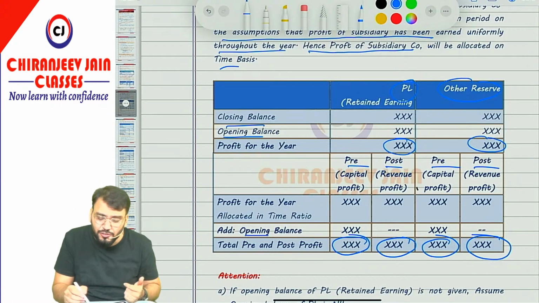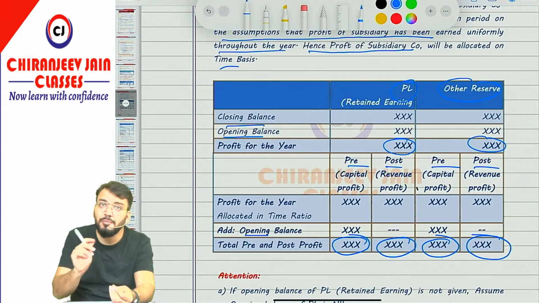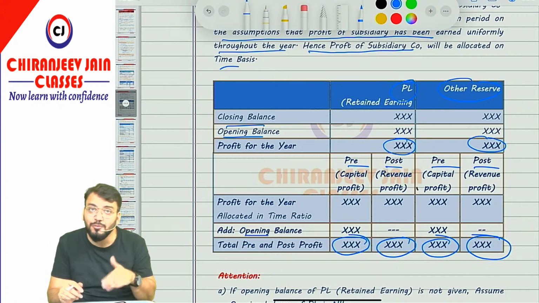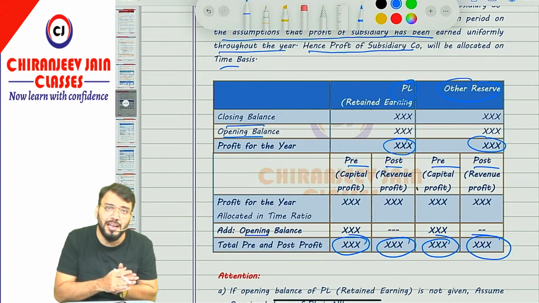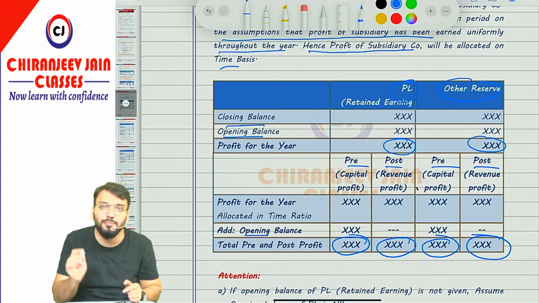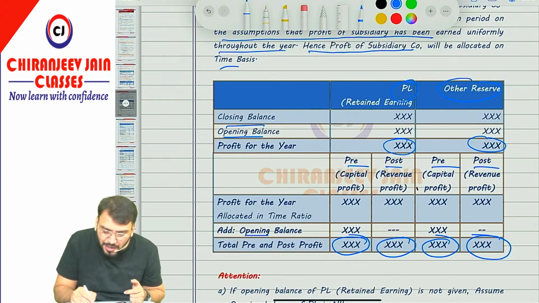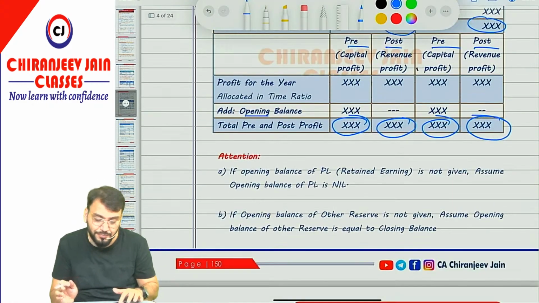As per the ICAI solution, this pre-profit is also known as capital profit. If you see the ICAI working note, they have written calculation of capital profit and calculation of revenue profit. Capital profit means pre-acquisition profit, and revenue profit means post-acquisition profit. Don't be confused by observing this. However, from my point of view, capital and revenue are not correct terms. It should be pre-acquisition profit and post-acquisition profit, therefore I am using that particular term only. However, from an exam point of view, you can also use capital profit and revenue profit. Got this point? Yes, sir.